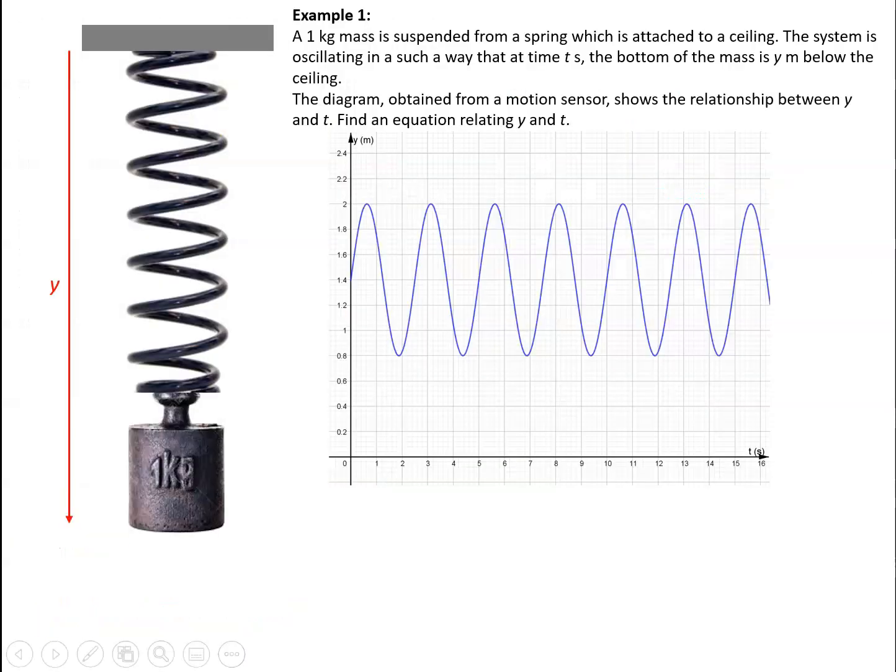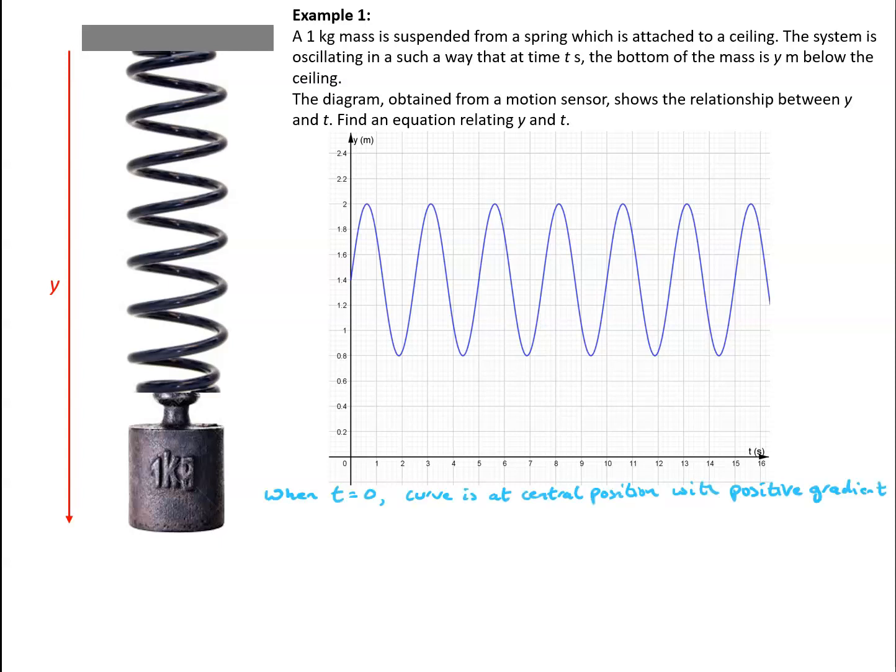So let's make use of these properties and try to produce some models for some graphs. In the first example, a 1 kilogram mass is suspended from a spring which is attached to a ceiling. The system is oscillating in such a way that at time t seconds, the bottom of the mass is y meters below the ceiling. The diagram obtained from a motion sensor shows the relationship between y and t, and we want to get an equation, or a mathematical model if you like, relating y and t.